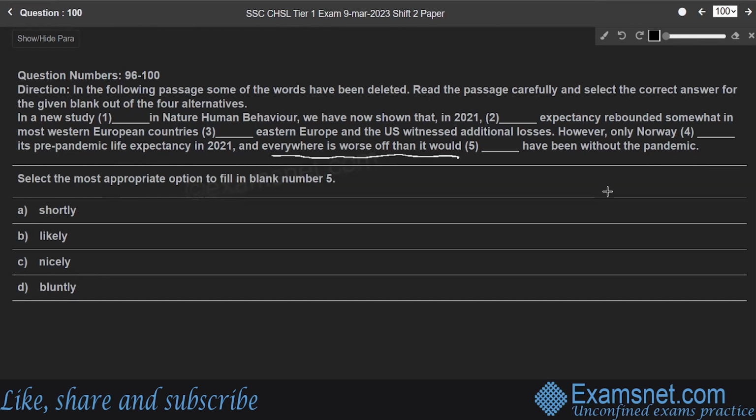The options are shortly, likely, nicely, and bluntly. Therefore, the correct answer is likely. The word likely accurately conveys the idea: worse off than it would likely have been without the pandemic. It is probable or expected that everywhere would have been better off in terms of life expectancy without the pandemic. Therefore, option B is the right answer.